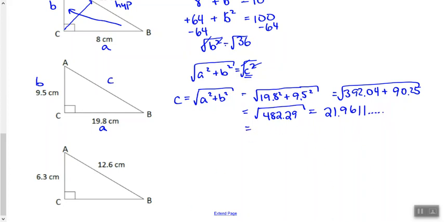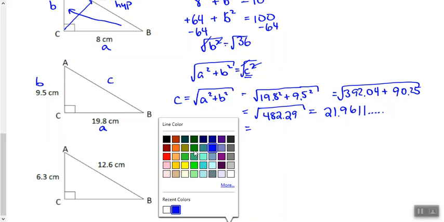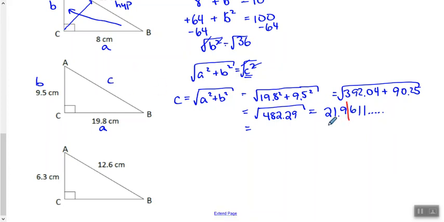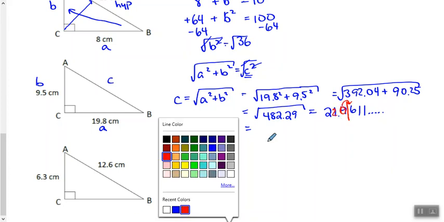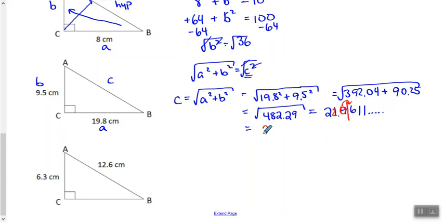And lastly, we need to round this to 1 decimal place. So taking a look here, this is where we will cut it off after 1 decimal place. Take a peek over the wall. We do need to round that 9 up to a 10, which means this will be 22 centimeters. 22.0 centimeters to be precise.